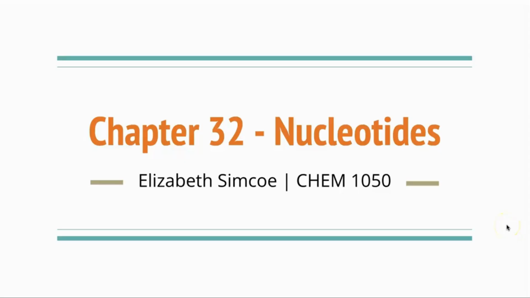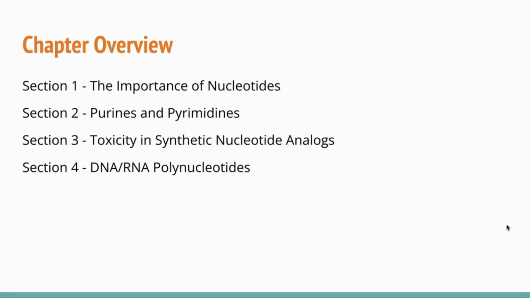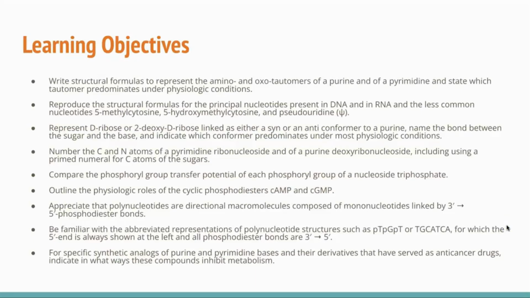Chapter 32, Nucleotides. This chapter contains 4 sections: the importance of nucleotides, purines and pyrimidines, toxicity in synthetic nucleotide analogs, and DNA-RNA polynucleotides. The learning objectives for this chapter are as follows.